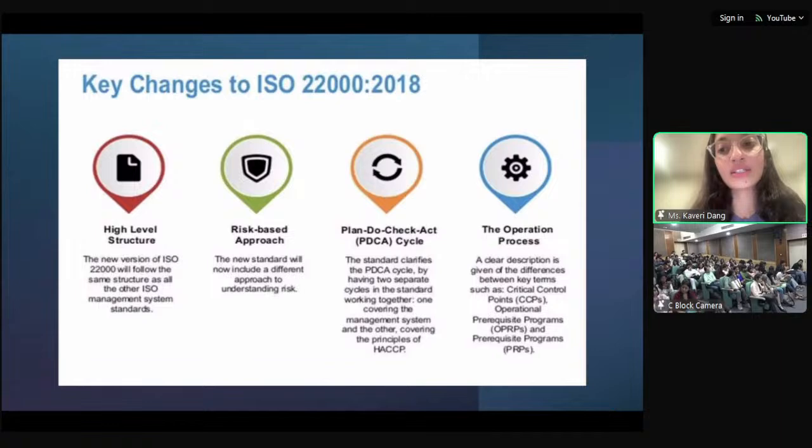And the last one is operation processes. So there is a clearer description given to highlight the difference between key terms such as critical control points, CCPs, operational prerequisite programs, which are OPRPs, and prerequisite programs, PRPs. These three terms I talked about before I started talking about HACCP. So these three terms, they are also more defined in the new 2018 version.